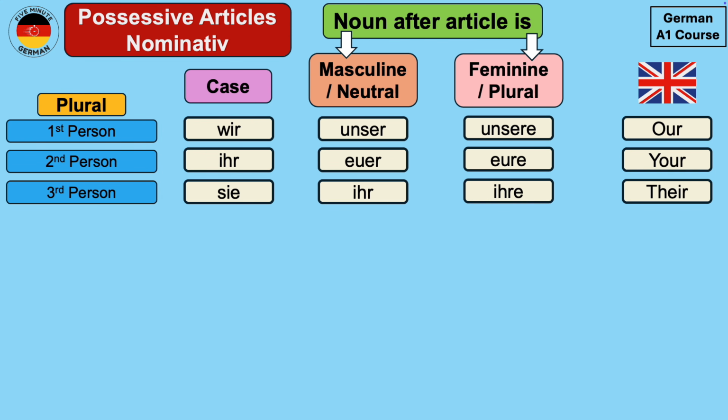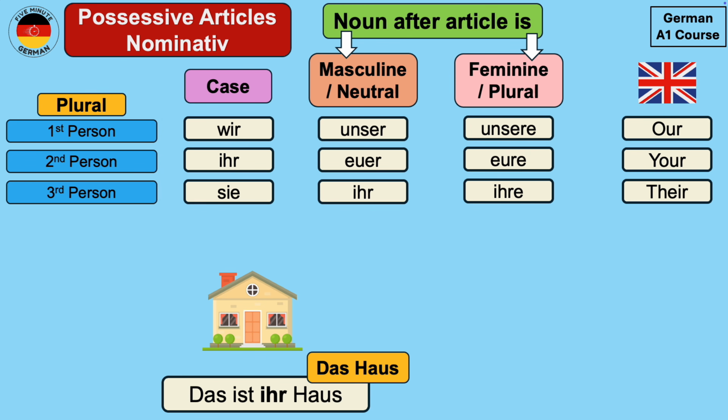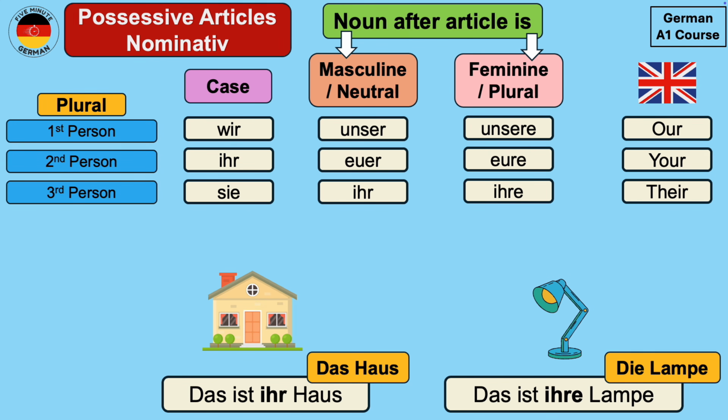So the same example which we saw earlier will be, das ist ihr Haus or das ist ihre Lampe. That is their house or that is their lamp. And the forms for the formal way are also the same.